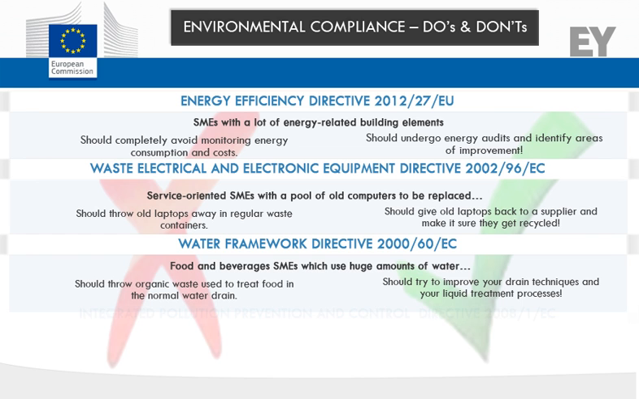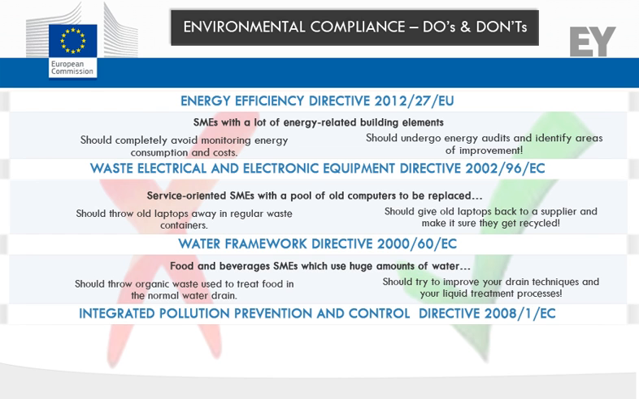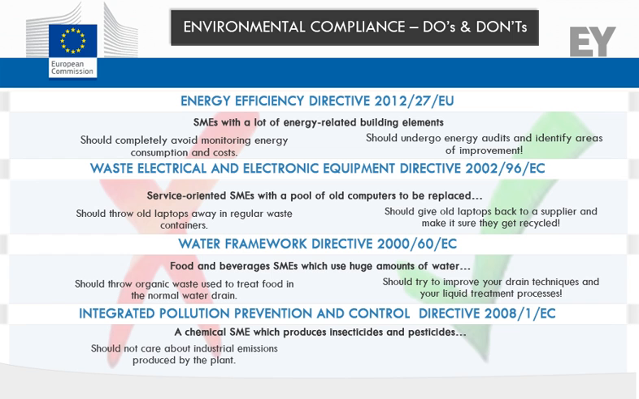Finally, according to the Integrated Pollution Prevention and Control Directive 2008/1/EC, chemical SMEs which produce, for instance, insecticides and pesticides should not leave their industrial emissions in the air as they are, but they are supposed to implement a recycling system in order to destroy all those emissions originated from production processes.